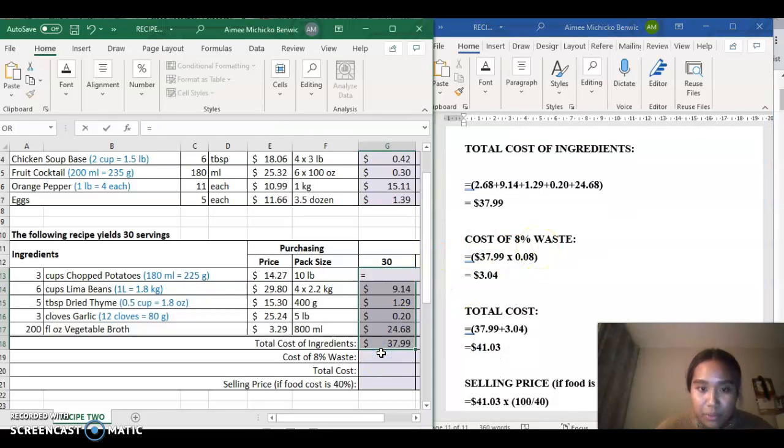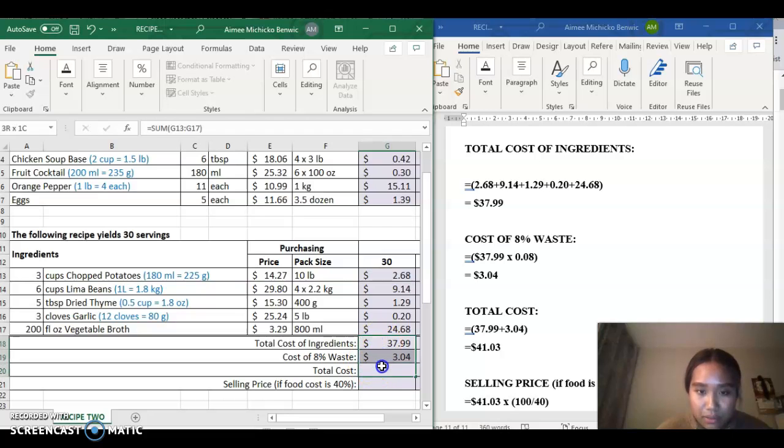And then to get the cost of waste, we have to multiply the total cost of the ingredients by 0.08, because it's 8%. 8 divided by 100 gives us 0.08, close bracket, that gives us $3.04 for the cost of 8% waste.